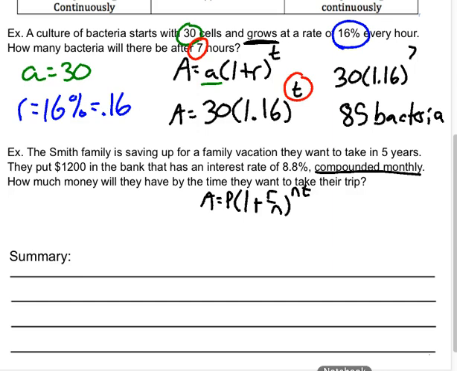So I'm starting with $1,200. My rate is 8.8%. However, if I move that decimal 2 places over, that's going to be 0.088. Compounded monthly means compounded 12 times in a year. So 12 times, they're taking a trip in 5 years. So the key here is recognizing which equation to use, and then you have to show me plugging in the numbers to the formula, and then just use the calculator to get your answer.